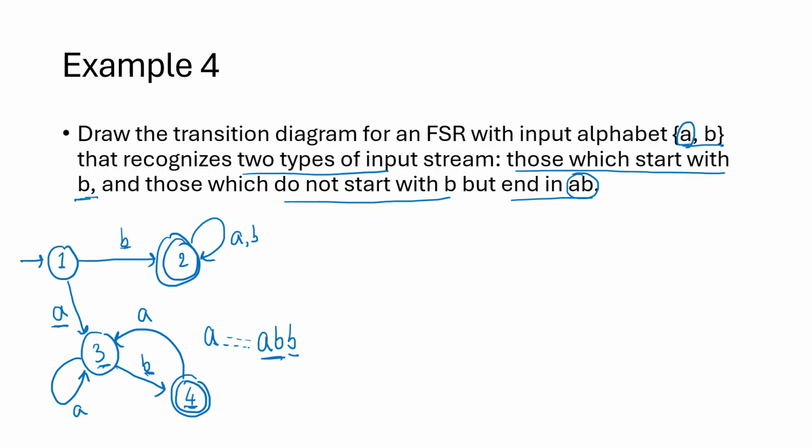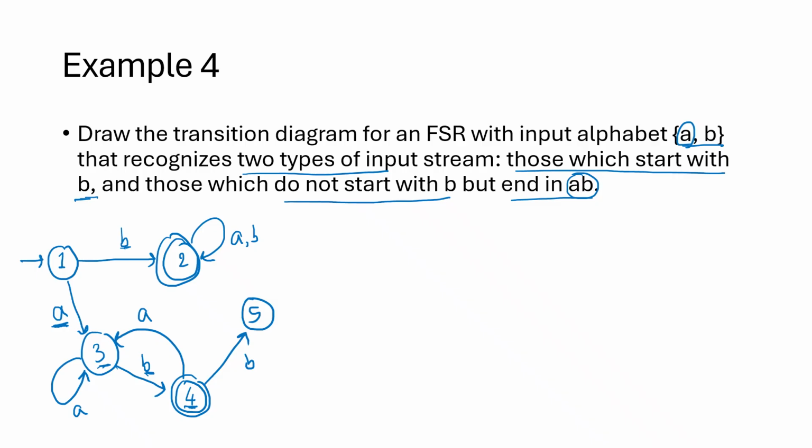Now for this string to be accepted, what we need is an A followed by a B. But none of the existing states represent that. So what we need now is another state. So if we are here and we read a B, we need to go to another state that I'm going to call state number 5, which is the state where the input stream has started with A, but now we need an A followed by a B to accept.